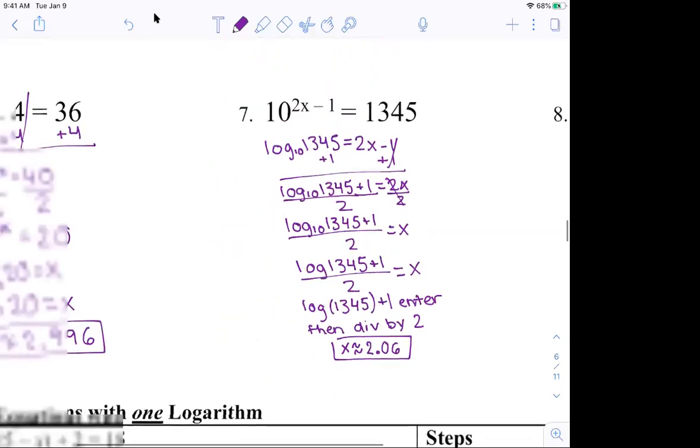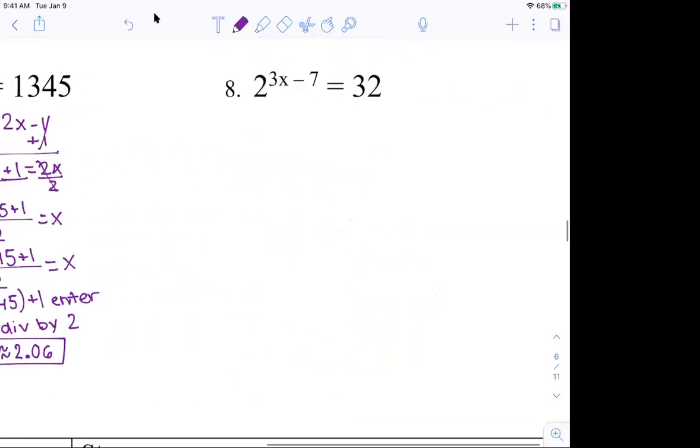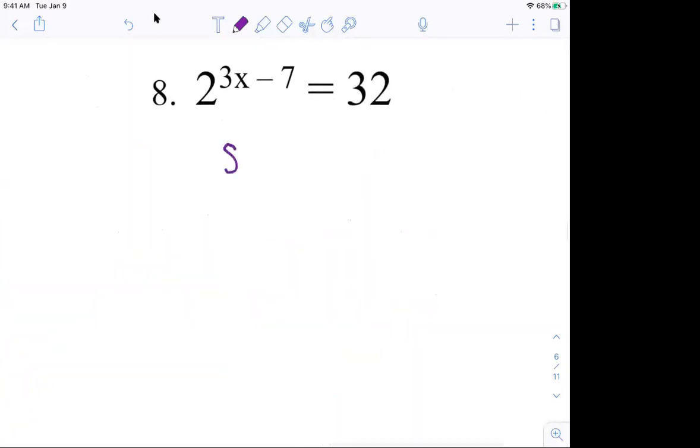All right, so right now with this number 8, I would stop and I would try this alone. Okay, now you're welcome back.